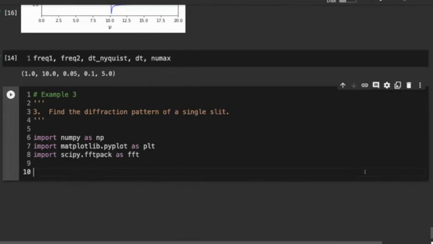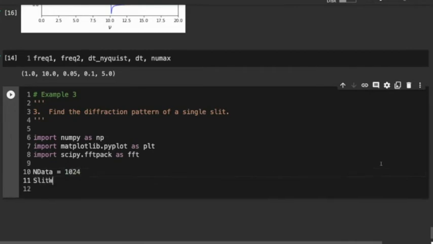Now to do this, what we do is that we discretize our box, and we choose a discretization of 128 numbers. You can choose a little bit bigger as well. So let's say 1024 numbers. And the length we calculate in units of slit width. So slit width I have chosen to be 1.